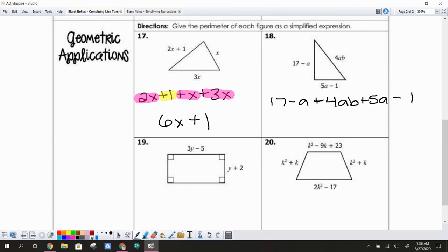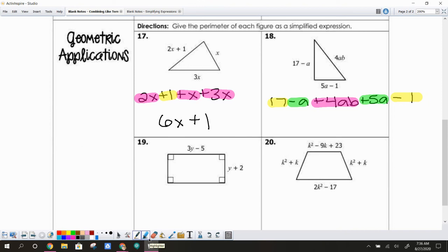Right, and then I'm going to go ahead and highlight. So I have a constant term and another constant term. I have an A term and another A term. And I have an AB term. So my A term is going to come before my AB term because A alphabetically comes before the B. So we're going to go ahead and start with our A terms.